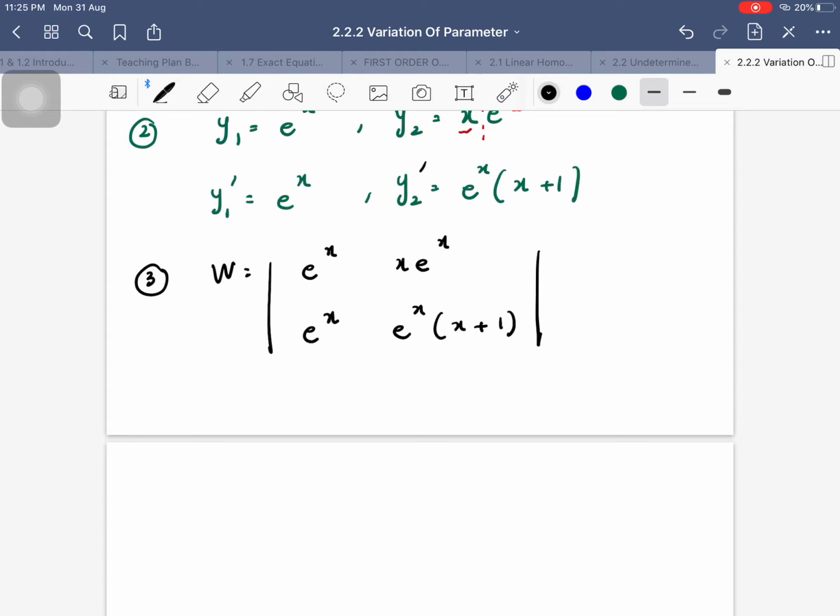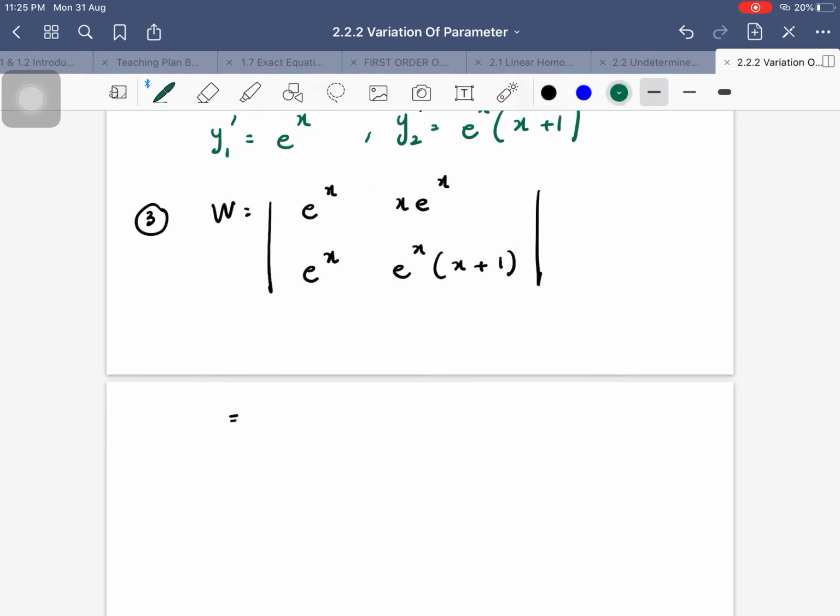Let's do the calculation over here. Remember, the formula is a multiplied by d, so the first element is multiplied by the last element. We have the exponential rule that exponential of a multiplied by exponential of b is exponential of a plus b. For this case, this is my a and this is my b. When I multiply them both, I have exponential of 2x multiplied by (x plus 1). That's my ad. Then minus the bc, which is x exponential of 2x.